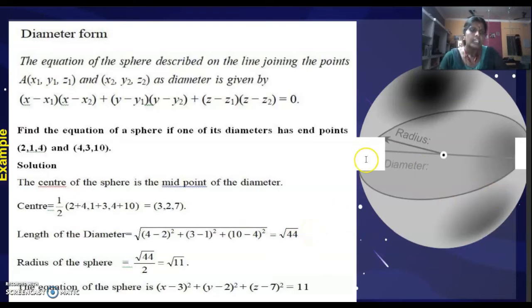We know that the diameter divided by 2 is nothing but the radius, okay. So the radius of the sphere is nothing but square root of 44 divided by 2, that is square root of 11. Now we know the center as well as the radius of the sphere. Then apply the center and the radius in the center-radius form of the sphere. We get the equation of the sphere as (x minus 3) the whole square plus (y minus 2) the whole square plus (z minus 7) the whole square equal to 11.